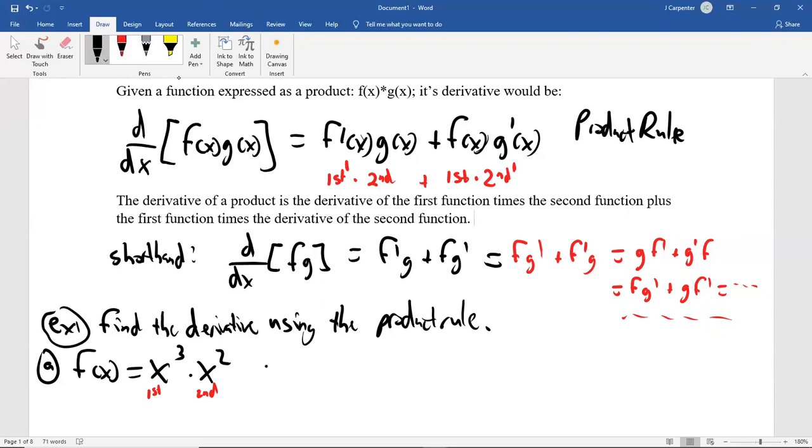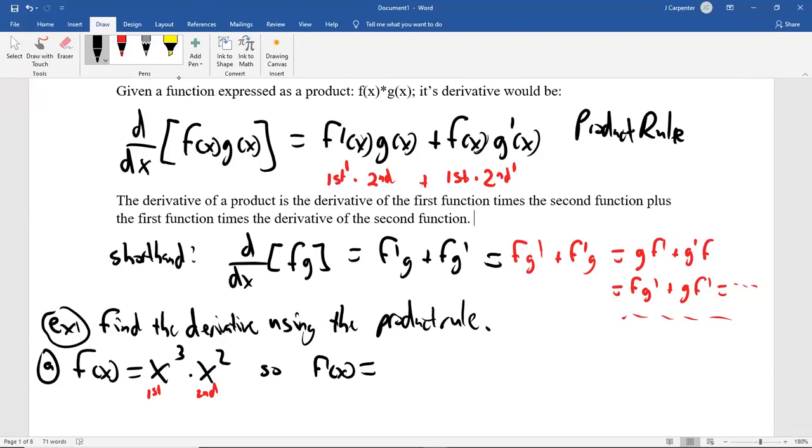So the f prime of x would be, we're going to take the derivative of the first times the second. And I will admit, this is not my preferred order, but it's how I start things out because that's the way the textbook does it. But I do have a better order, in my opinion, that I'll emphasize sooner than later.